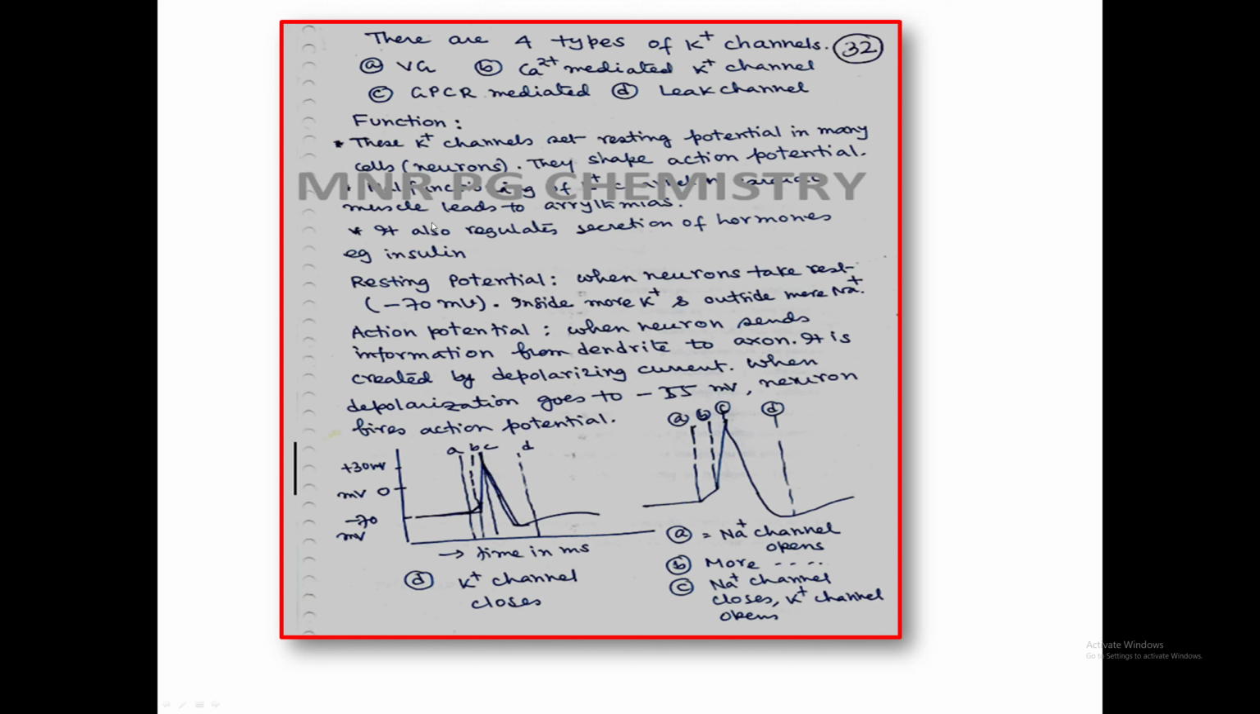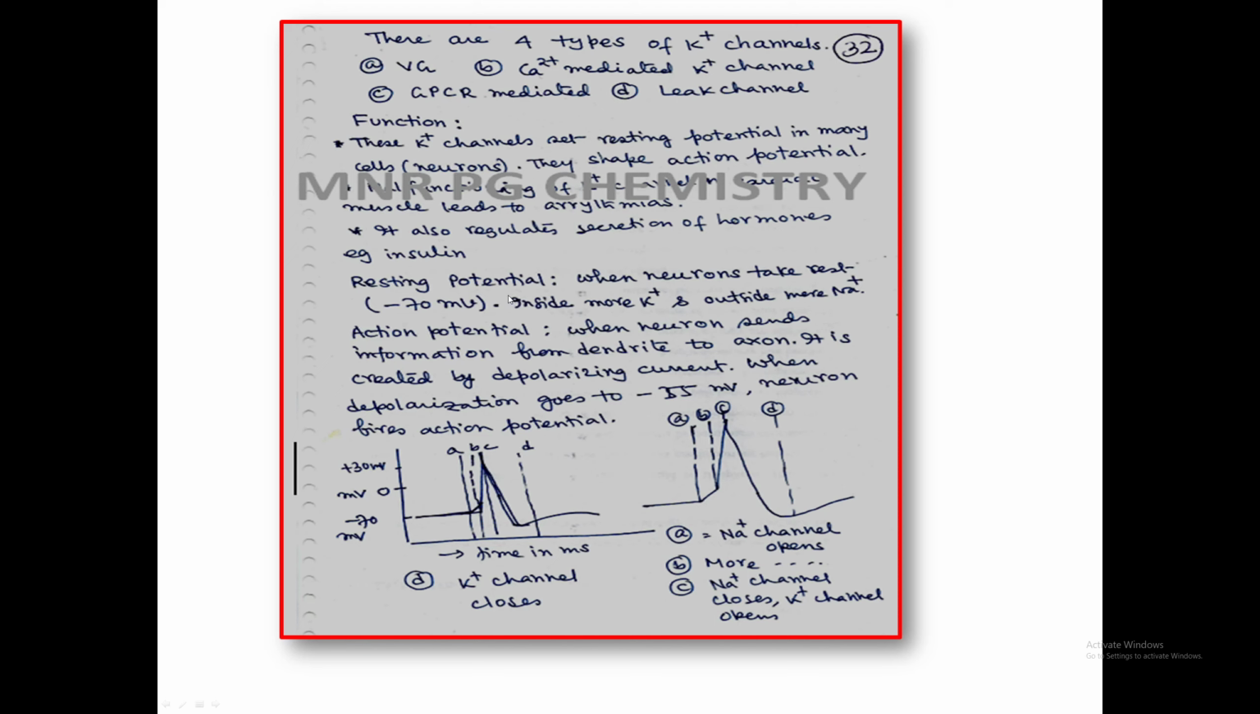Now, potassium channel also regulates the secretion of hormones, as for example, insulin. Yesterday we discussed estrogen is one hormone. Insulin is also one hormone, whose imbalance leads to diabetes. Now, let us see what we mean by resting potential and what we mean by action potential.